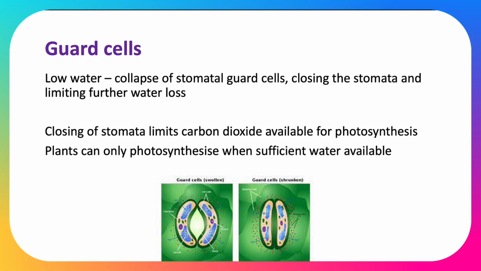So when the guard cells are swollen, the stoma is open, and that allows gas exchange, but it also allows water loss and transpiration. When the guard cells are shrunken, the stoma closes and no water loss occurs. So the guard cells are able to control water loss through the leaf. The issue, though, of course, is that when the guard cells close, no photosynthesis is going to occur because there's no gas exchange and provision of carbon dioxide.